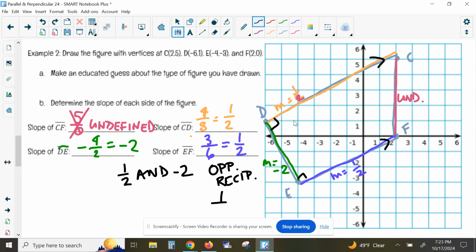So it looks like this shape is a trapezoid because the trapezoid has the top and the bottom parallel, but the other two sides are not parallel. So we can see that this is at 90 degrees, but this one is not. So this actually is a trapezoid. Did you guess that right? Trapezoid.